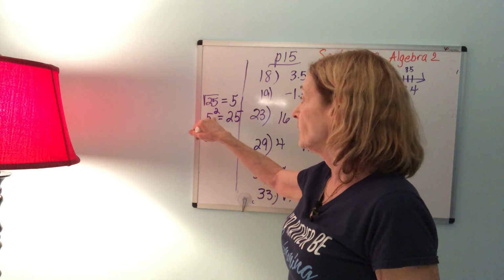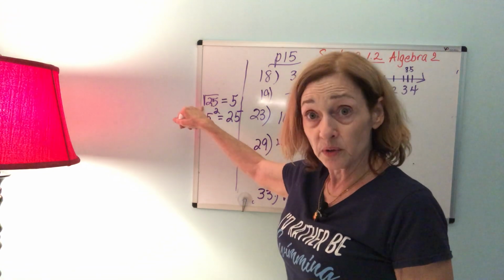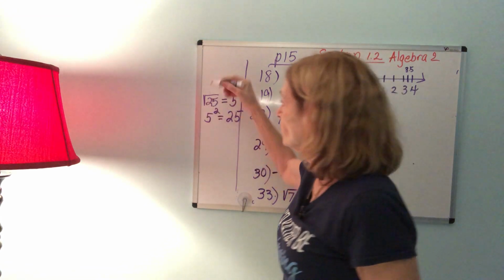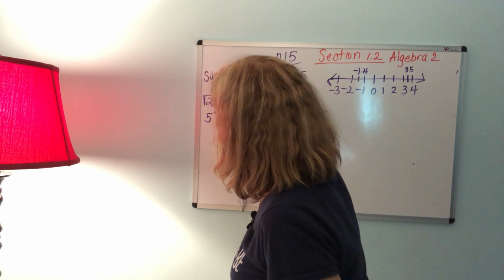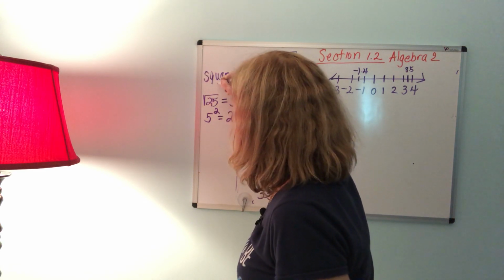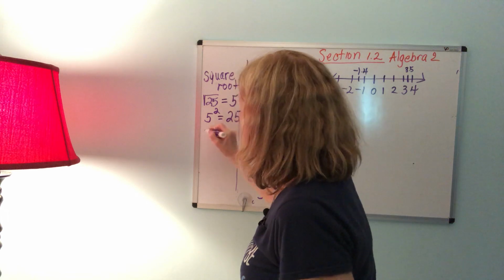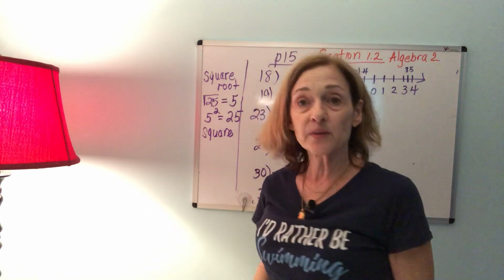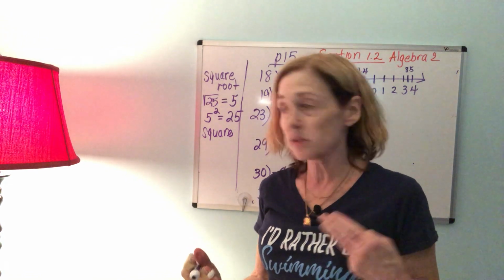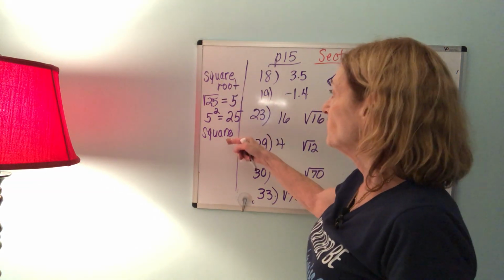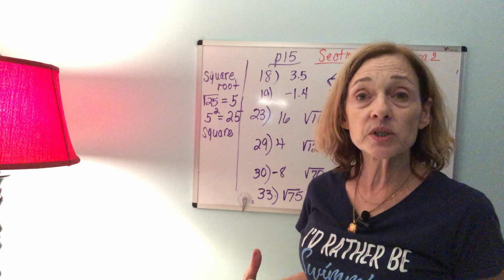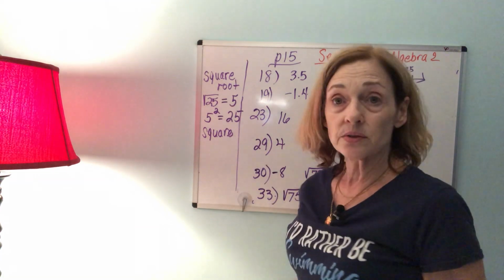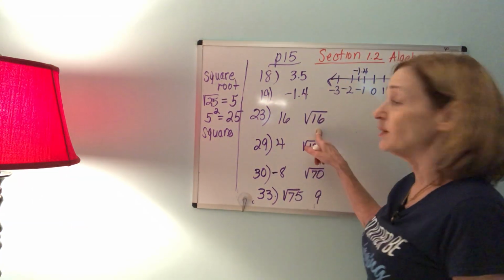So squared, square root, they are inverses. Square root, square. One undoes the other. That's what an inverse does. Okay, so you might keep this in your notebook, and so whenever you see a square root, you know what to do. Okay, so let's do the same thing here.